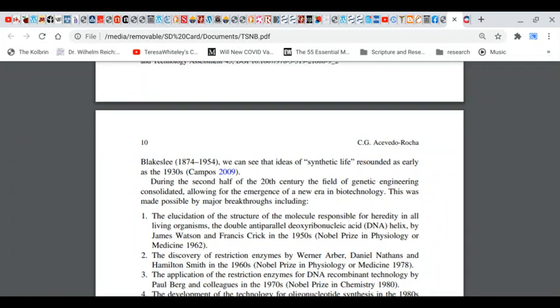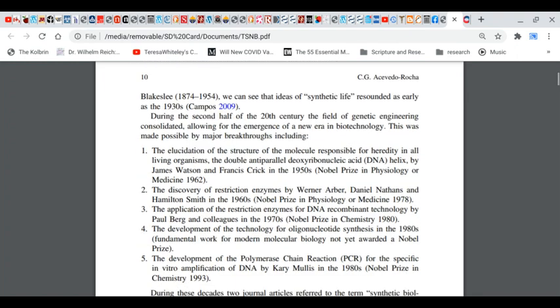During the second half of the 20th century, the field of genetic engineering consolidated, allowing for the emergence of a new era in biotechnology. This was made possible by major breakthroughs, including one, the elucidation of the structure of the molecule responsible for heredity in living organisms, the double antiparallel deoxyribonucleic acid or DNA helix by James Watson and Francis Crick in the 1950s. Nobel Prize in Physiology or Medicine in 1962.